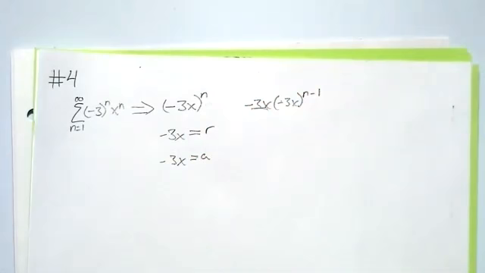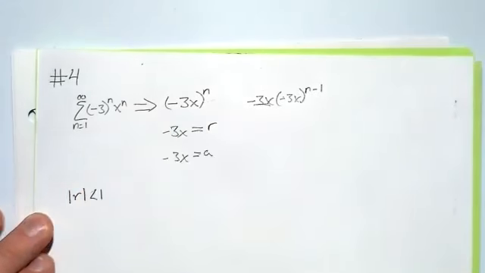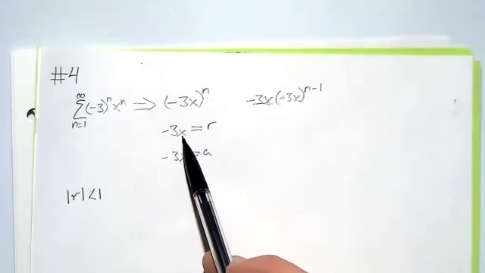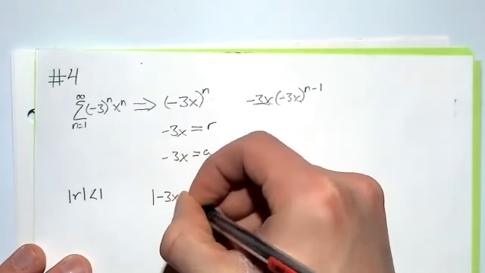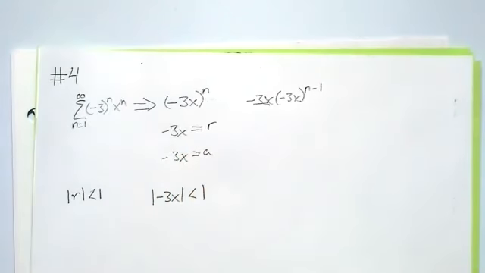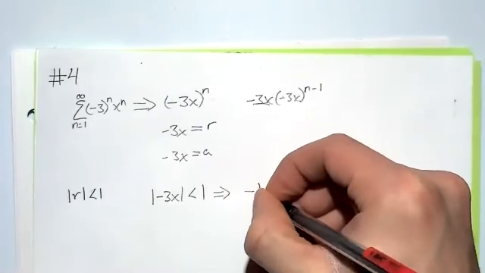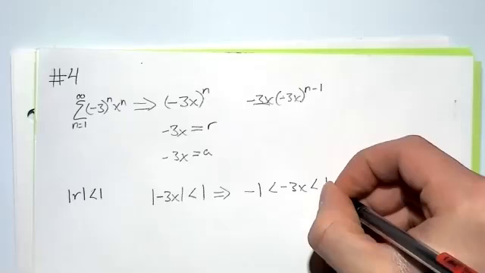From here, we need to think about where the series is going to converge. If you remember from that first sheet, I said the absolute value of r has to be less than 1 for our series to converge. We know r is -3x, so the absolute value of -3x has to be less than 1. To get rid of the absolute values, we say -1 is less than -3x is less than 1.